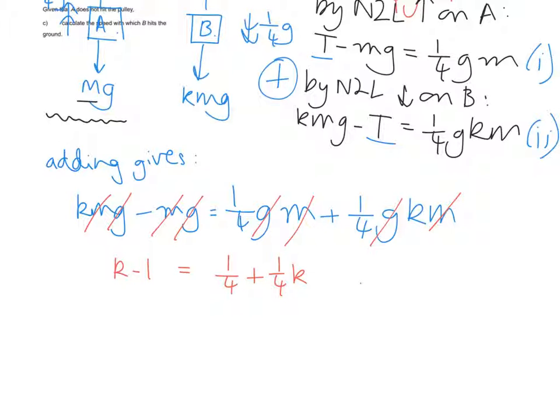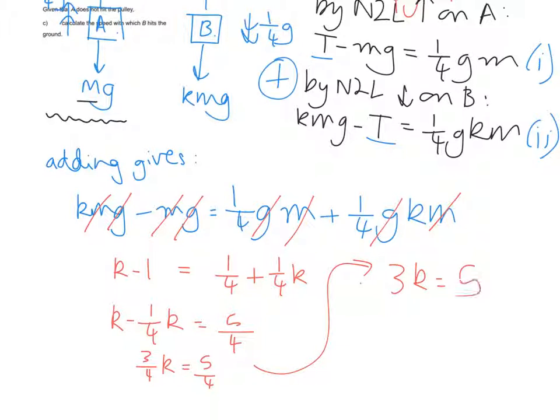So all the k's on one side, so we've got k minus a quarter k on this side, and then add the 1 to both sides, so then we've got 5 over 4 on the other side. So we've got 3 quarters k equals 5 quarters, so therefore 3k equals 5, so k equals 5 over 3.